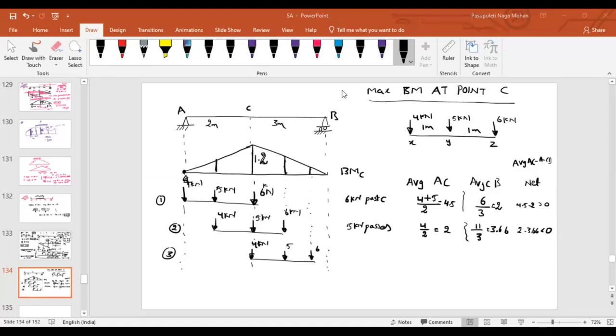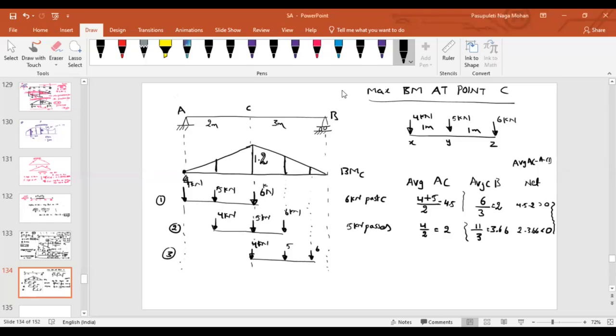If 6 kilonewton passes C, we see that average load on AC is greater than average load on CB. If 5 kilonewton passes, average load on AC will be less than average load on CB. That means if 5 kilonewton passes the point C, the transition is happening.